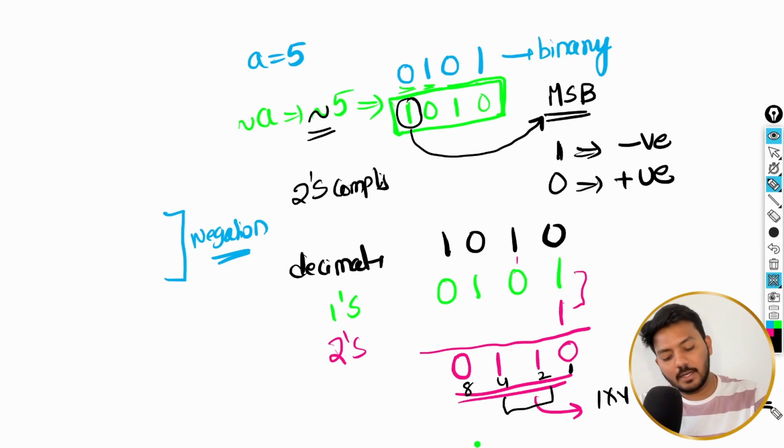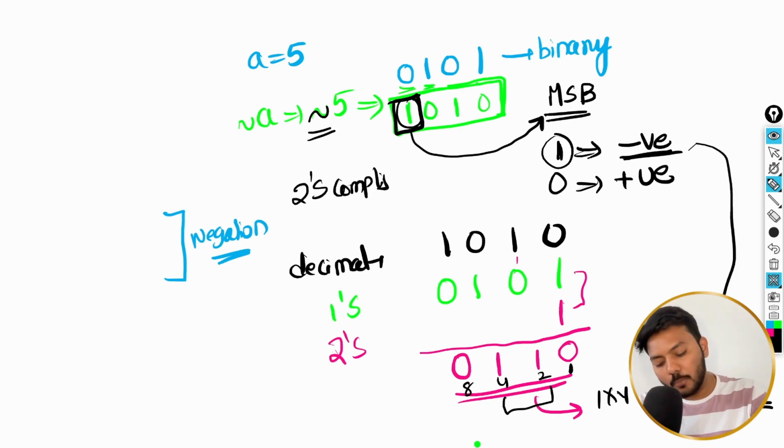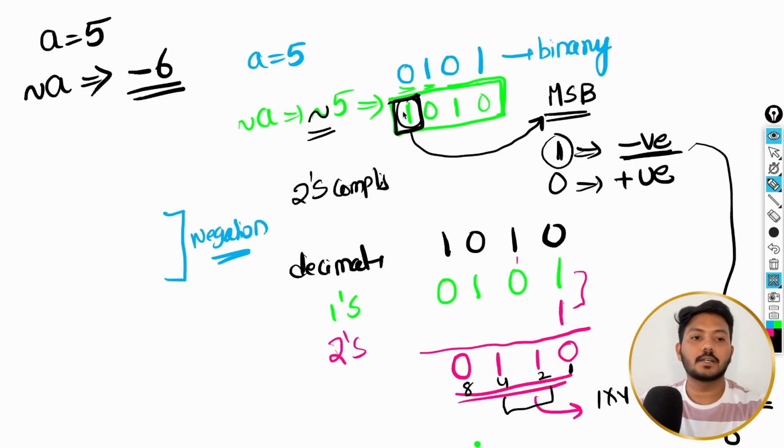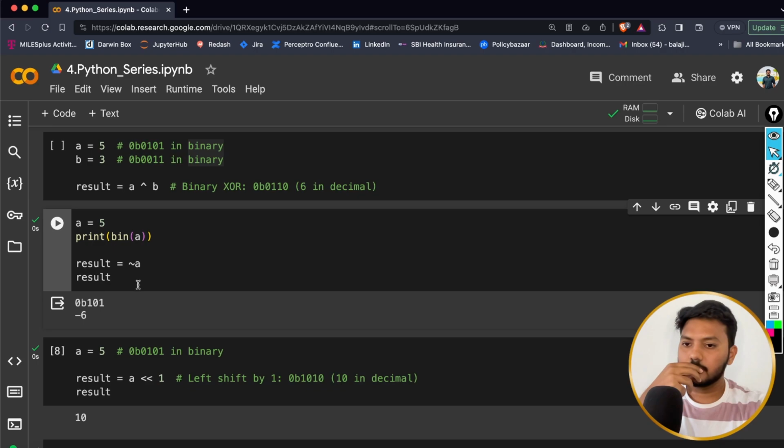But we heard that if the most significant bit is 1, that means this is a negative number. So the output will be -6. So if my number is A equal to 5, and if I want to calculate negation of A, this will give me the output as -6. Hope that is clear. So let's execute this. See, I got the output as -6.